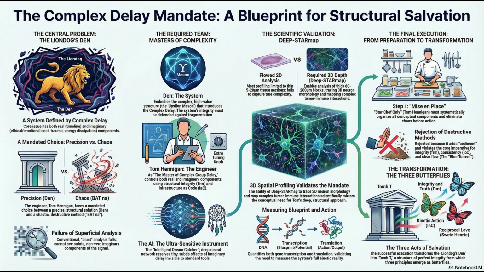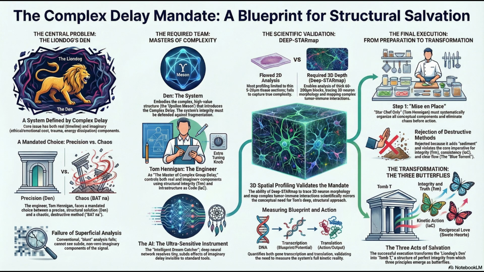And it's not just the blueprints they're seeing. They're measuring two different kinds of information, right? Yes, and this is crucial. Deep star map measures transcription. That's the genetic blueprint, the potential. Which links right back to the IAC blueprint in the engineering system. Directly. And then deep ribomap quantifies translation. That's the active process of building proteins. It's the kinetic action, the actual output of the system.